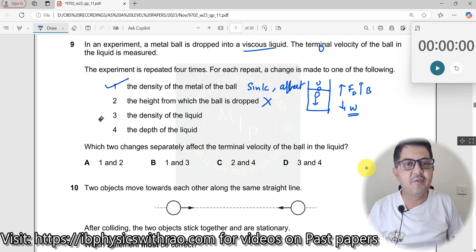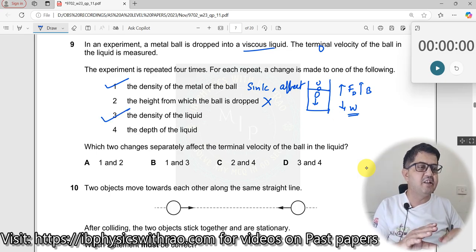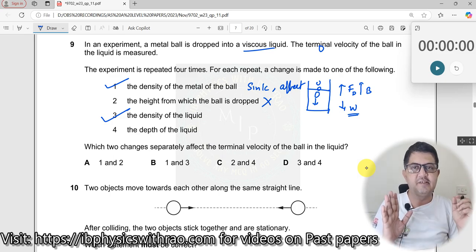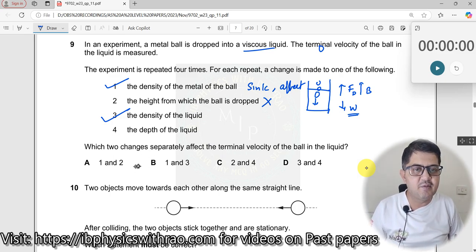So as a result of it, it depends on the density of the fluid. Also, the depth of the liquid: no, whether you take a smaller column or a larger column, it appears the same. So therefore, it does not depend on it. So therefore, it's 1 and 3. Answer is 1 and 3, B over here.